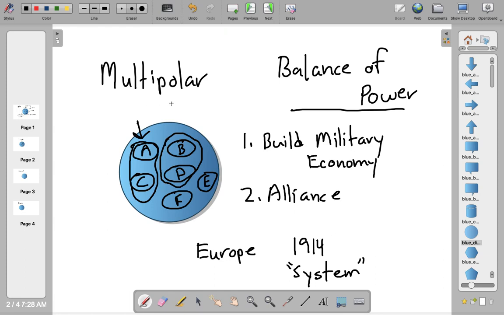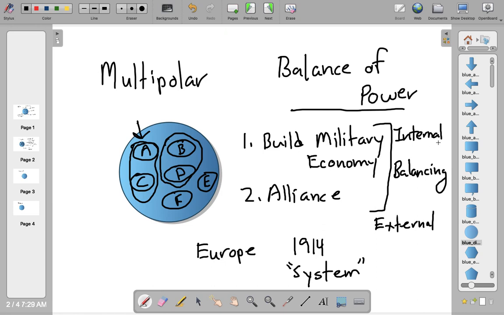So yet again, multipolar is just when you have many different powers in the system, and they often try to maintain a balance of power. And there's different ways they can do that. These options here are called balancing, the methods of balancing. So these options are internal balancing, because they're things the country can do by itself. And this method is called external balancing. And of course, a balance of power could be maintained in other systems too. This is just really the best example.